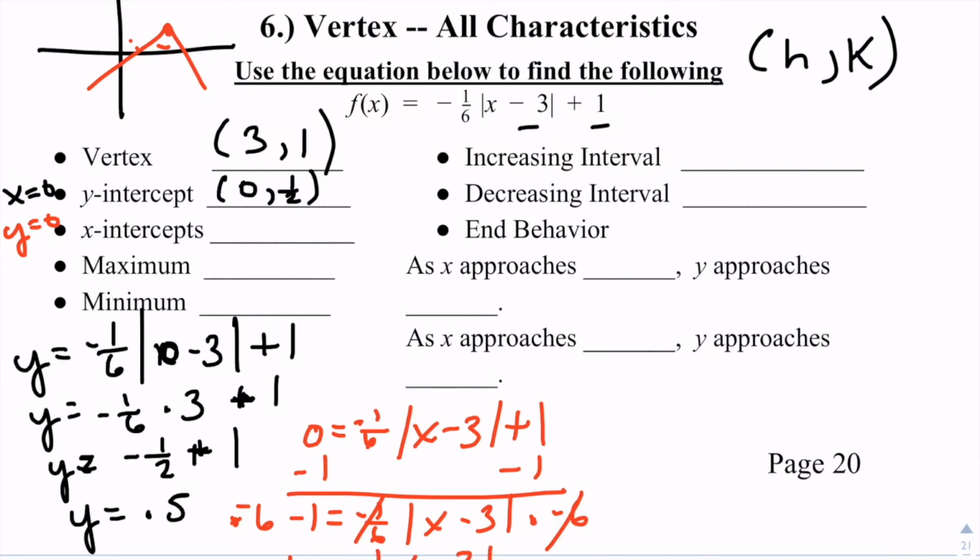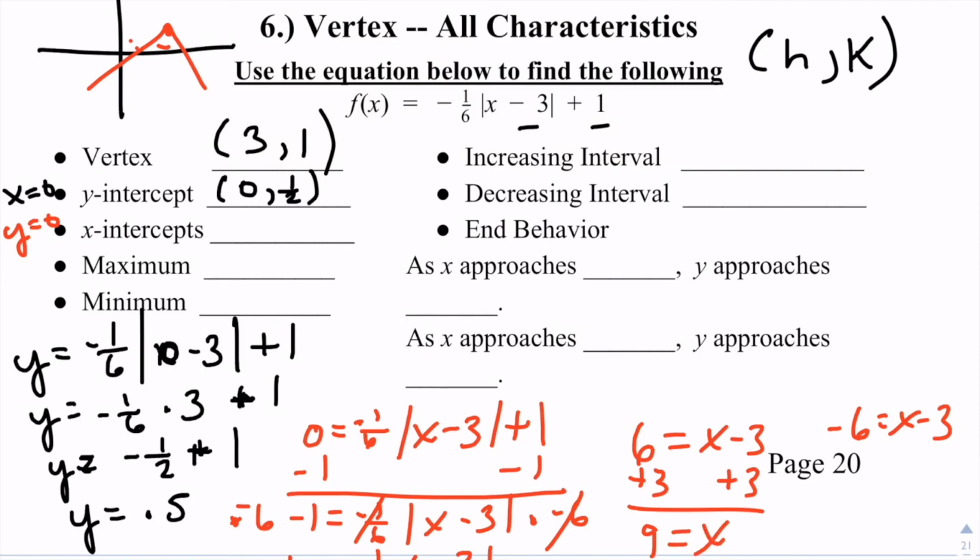And now to solve for my x, I got to set the inside of the absolute value expression equal to both 6 and -6. So case 1 is when it's equal to 6. Case 2 is when it's equal to -6. So here I would add 3 to both sides, and I get x equals 9. Here I would add 3 to both sides, and I get x equals -3. So x-intercepts are going to be (-3, 0). And my other x-intercept is going to be (9, 0).